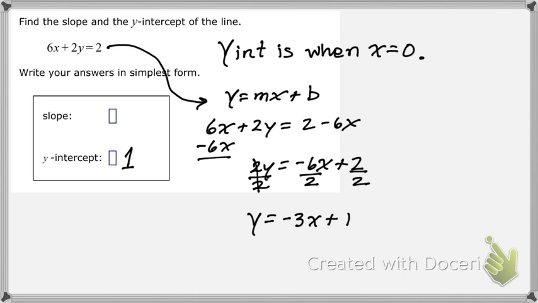So that's negative 3x plus 1. And there's our slope, right? Because the slope is mx. So there's the slope, negative 3. And those are the answers to those questions about slope and intercept.